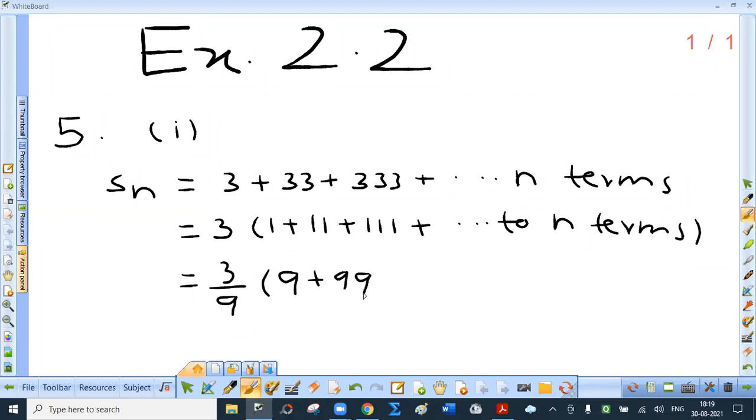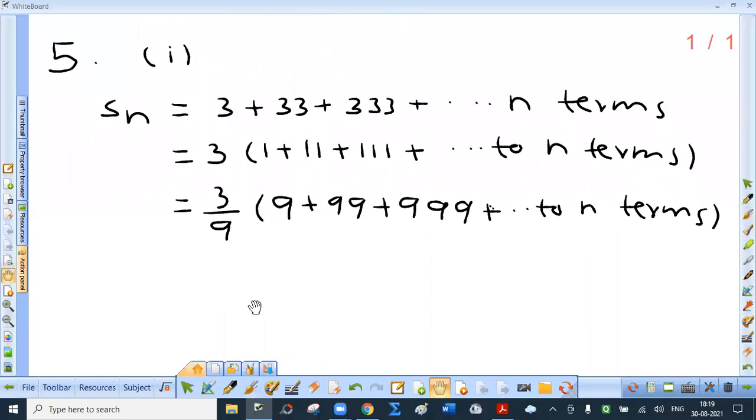So 3/9 (9 + 99 + 999 + ... up to n terms). See, this is not at all difficult. Okay. Now the next step. This is nothing but, now 3/9, I will write as it is. Later I can change it to 1/3.